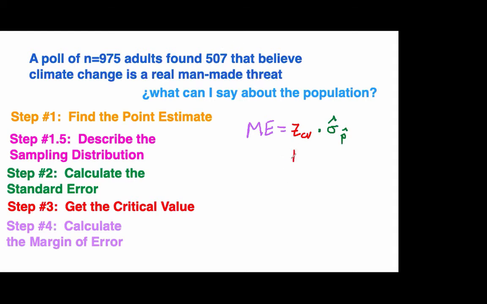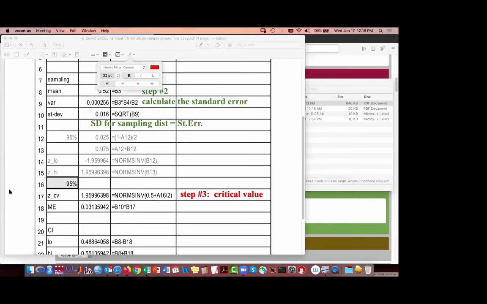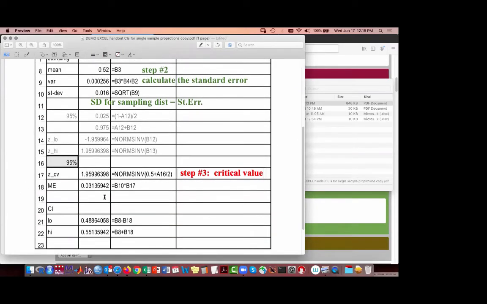So this is about 1.96. This value was 0.016. We multiply those, and that gives us the value that we're looking for, which is about 0.031359 and change. Again, we want to keep as many decimal places as we can, which is the advantage of doing it in Excel, because we can just reference back to the cell that we're talking about. So this value here is the margin of error.